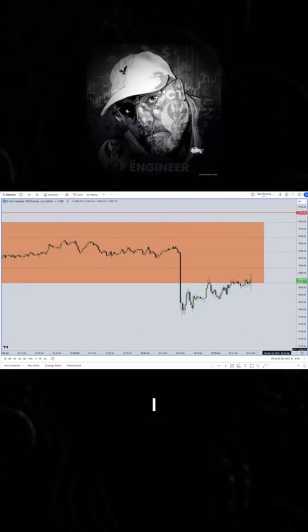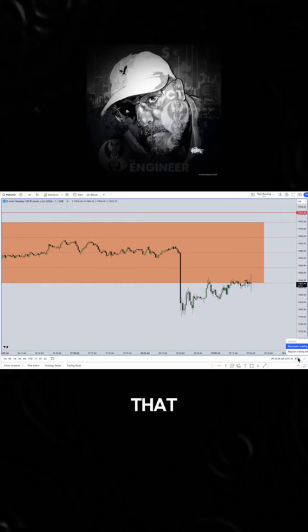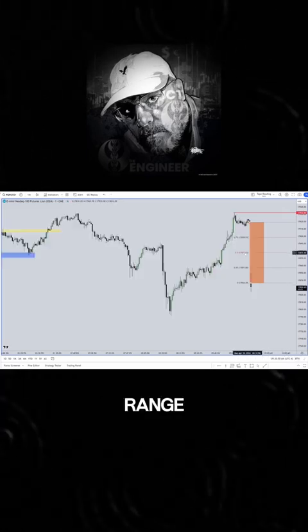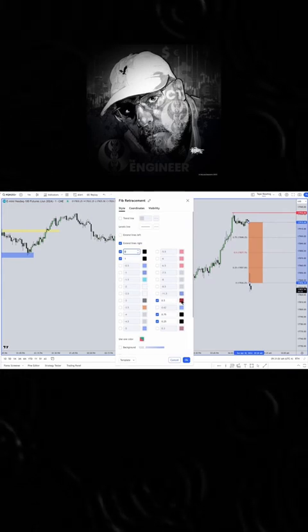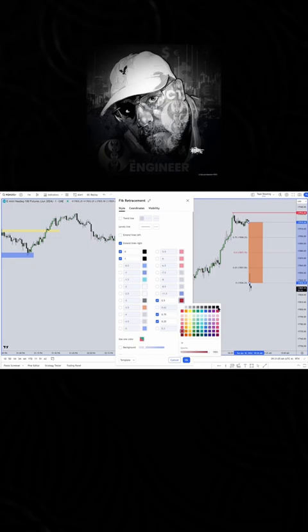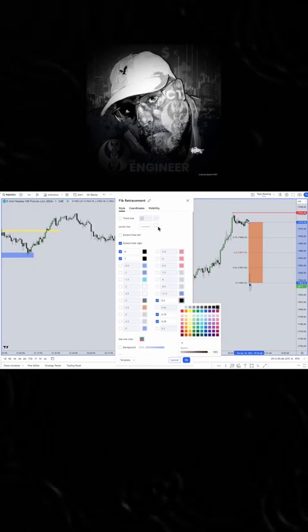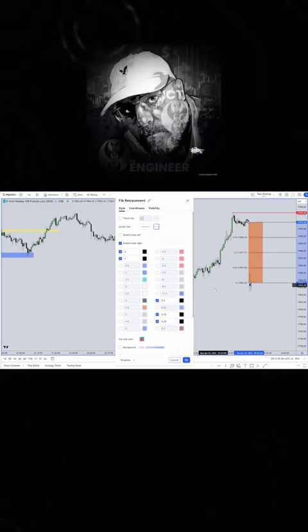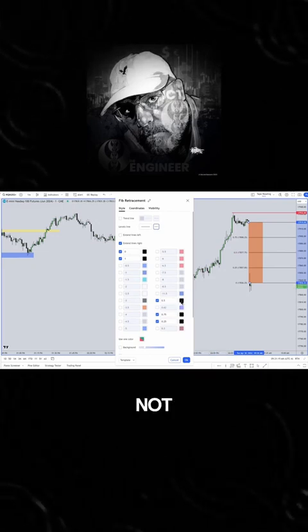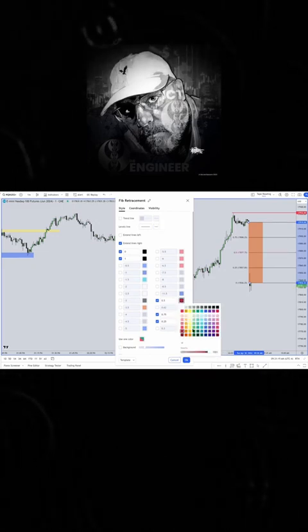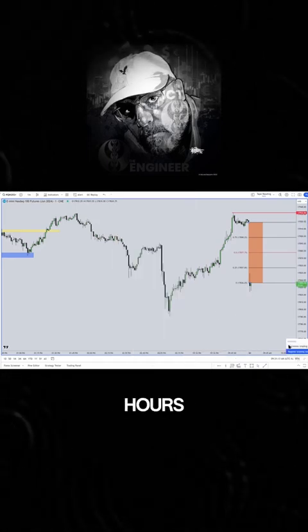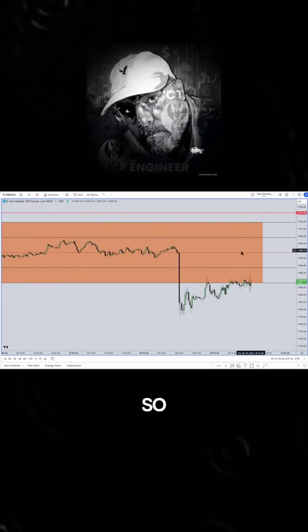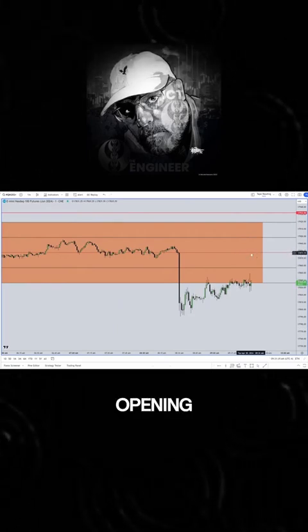I didn't do a good enough job to articulate that mid-range level. Let's do this. 50%. And we'll make it solid. No, let's not do that. Red. Okay. And then back down into electronic trading hours. So there you go. There's the midpoint of the opening range gap.